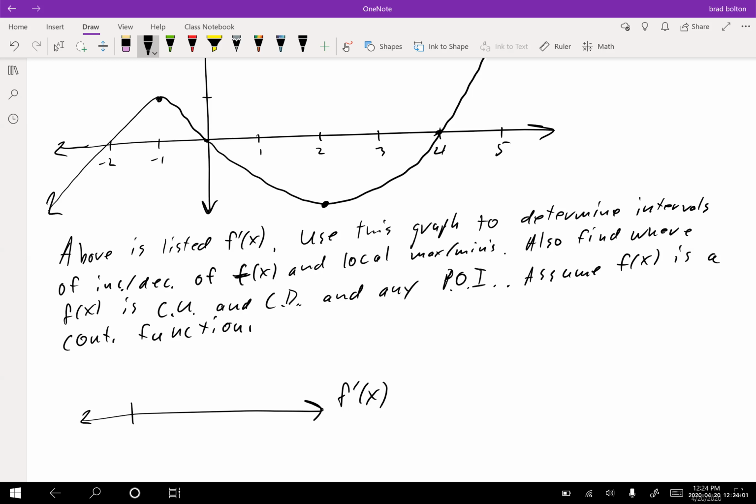But in this case, it cannot be undefined because this is a continuous function. So that means that we only have to worry about when the derivative is equal to 0. Well, I can tell you right now, the derivative equals 0 right here, and right here, because those are the 3 x-intercepts of the derivative. So that means the derivative is 0 at those locations, okay? So I'm going to use -2, 0, and 4. These are my critical numbers.